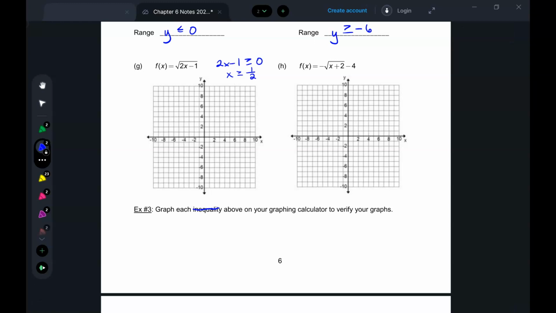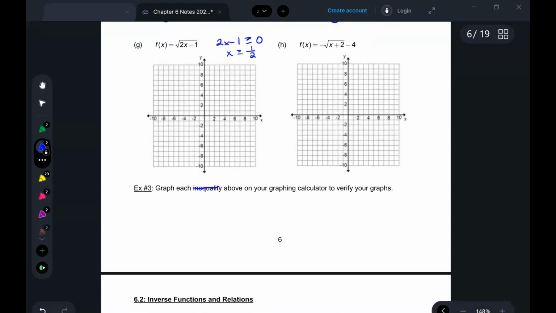Okay, so I didn't leave a space for domain and range here. Yeah, it's positive 1/2. And that's going to go right here. Okay, this one's similar to the one right above it.